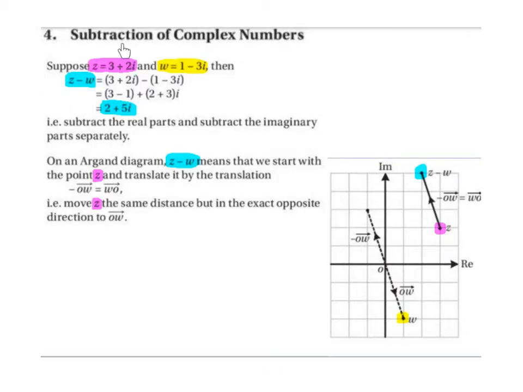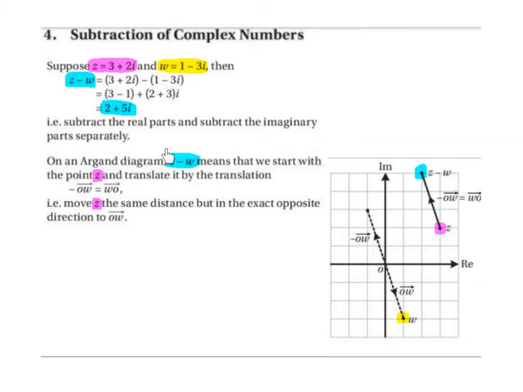Part 4. Subtraction of complex numbers. Suppose z equals 3 plus 2i and w equals 1 minus 3i, then z minus w is 3 plus 2i minus 1 minus 3i. Subtracting the real parts, we have 3 minus 1, which is 2. And subtracting the imaginary parts, we have 2 minus minus 3, which is 2 plus 3, which is 5. i.e. subtract the real parts and subtract the imaginary parts separately.